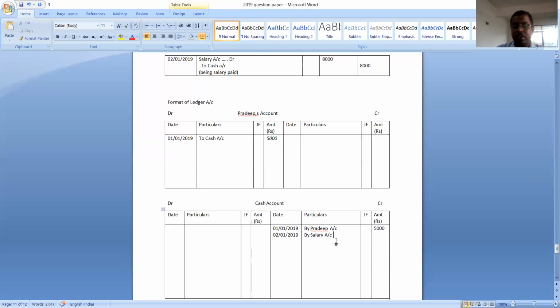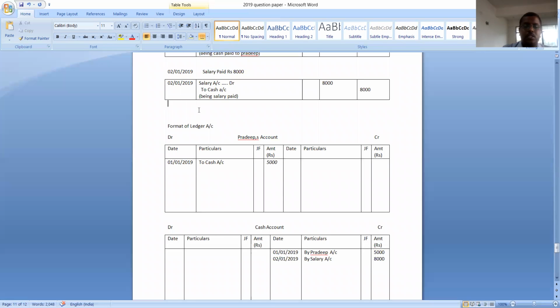Here we should write the name of the account that is debited using the word called "By". So by salary account. What is the amount of the transaction? The amount of the transaction is rupees 8,000. Understood? Okay, let us take one more example.